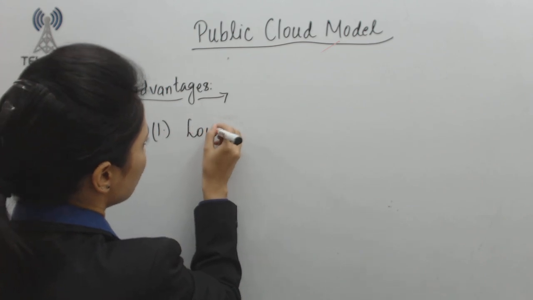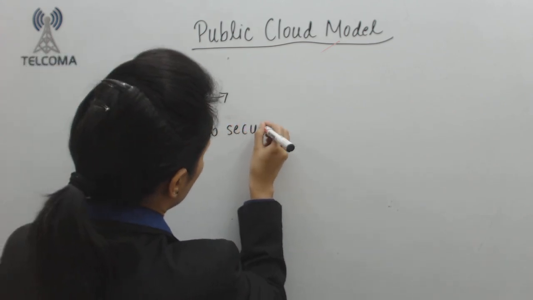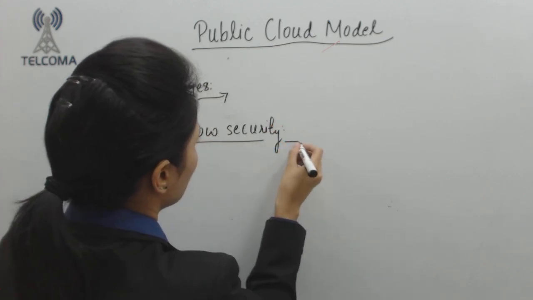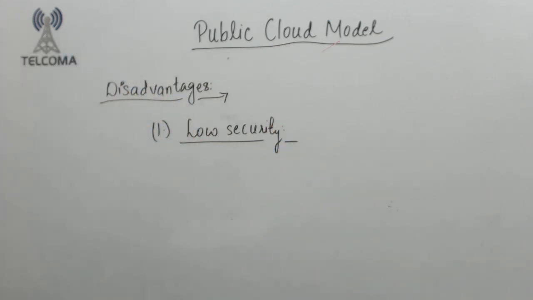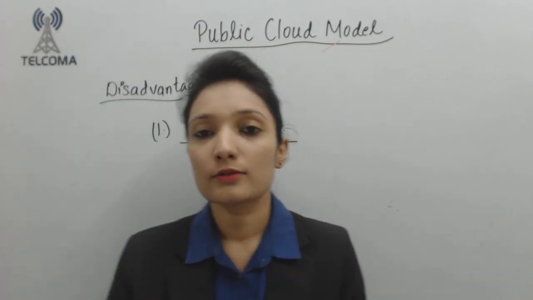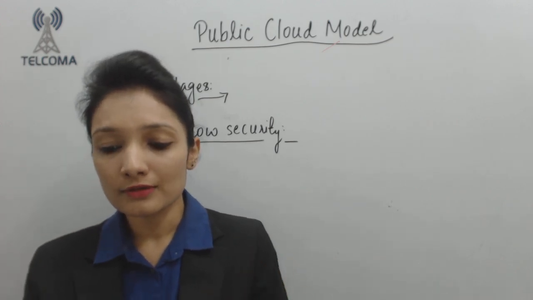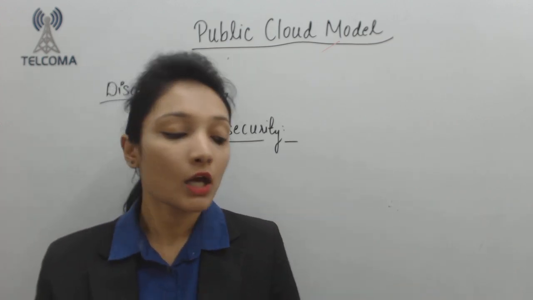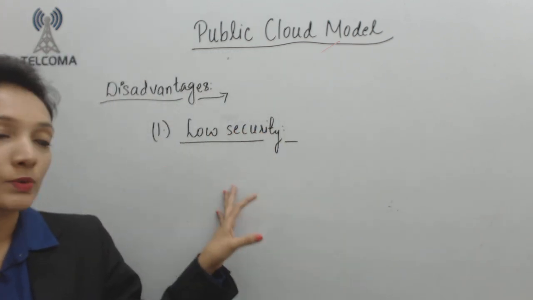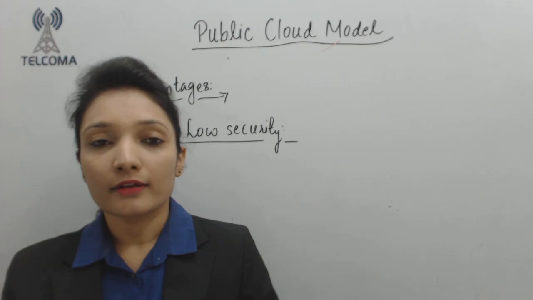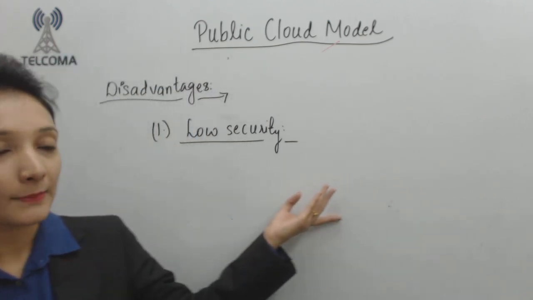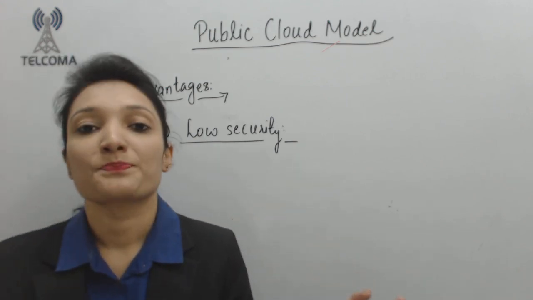The first one is low security. Now, in the public cloud, the data is hosted offsite and the resources are shared publicly. So it doesn't ensure a high level of security. This is one of the disadvantages of the public cloud, that as the resources are shared publicly and the data is hosted offsite, the level of security is not that high.